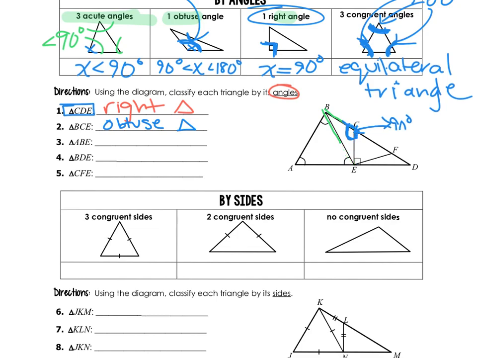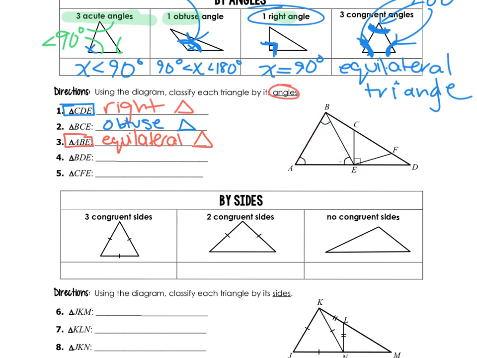Okay, let's take a look at triangle ABE. So triangle ABE, that's here. And all of the angles are congruent. So this would actually be an equilateral triangle. Again, that's because every single one of these angles is the same. They're all 60 degrees.